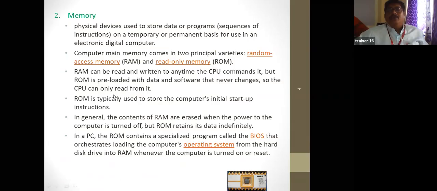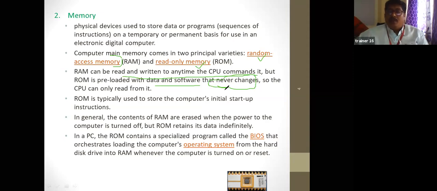So memory. If you go to memory, there are two types: random access memory, which all of you know, and read-only memory. In RAM, the CPU can read and return data any time it commands. Whereas in ROM, the data never changes. For example, the ROM.